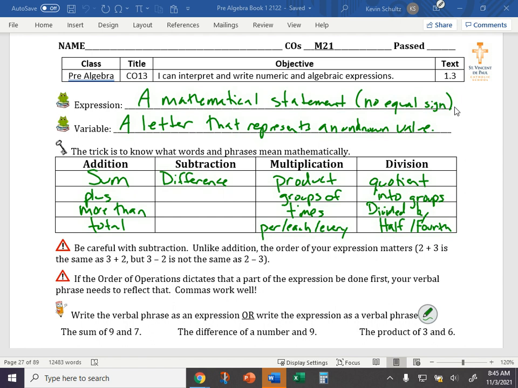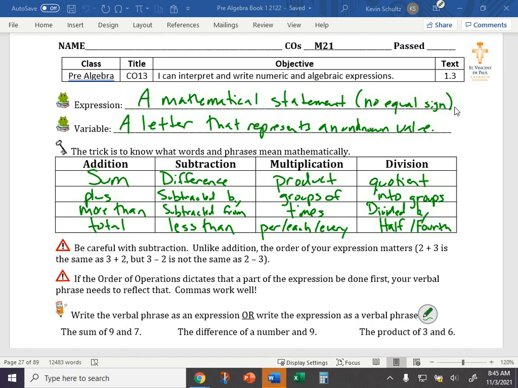Okay. But the trickiest one of all of these is subtraction. I'm going to put 3 phrases up here, and I want you to tell me how they're alike and how they're different. We have subtracted by. We have subtracted from. And we have less than. Subtracted by, subtracted from, and less than. Okay?